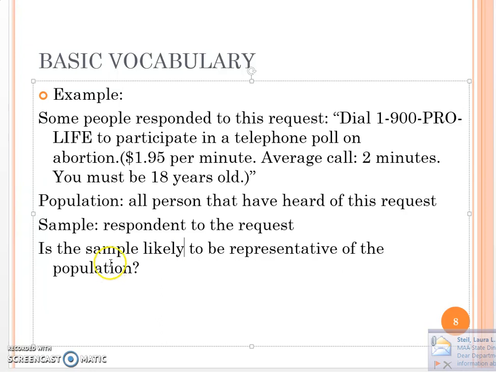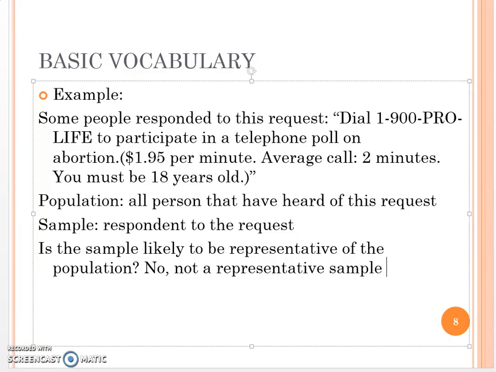So the next question is, is the sample likely to be representative of the population? Do you think the people who participated in this telephone poll would be representative of all the people who heard this request? Most likely not, because those people who dial may have strong opinions, right? So this is not a representative sample. In another way, this is not a very good sample.